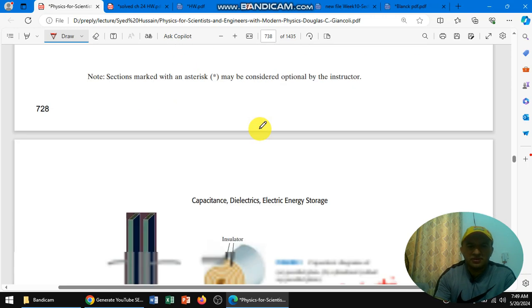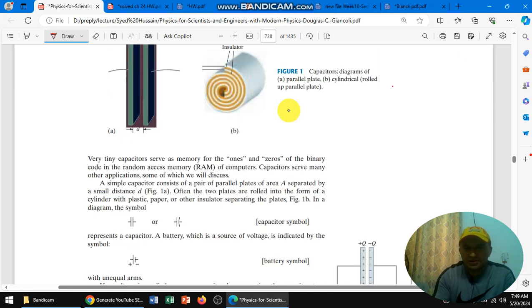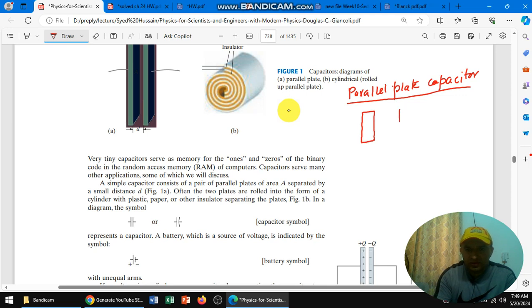So let me explain the basic construction and working of these capacitors. One of the simplest types of capacitor is the parallel plate capacitor. A capacitor has two metal plates, and these two metal plates are separated by a distance d. So this is a simple parallel plate capacitor.